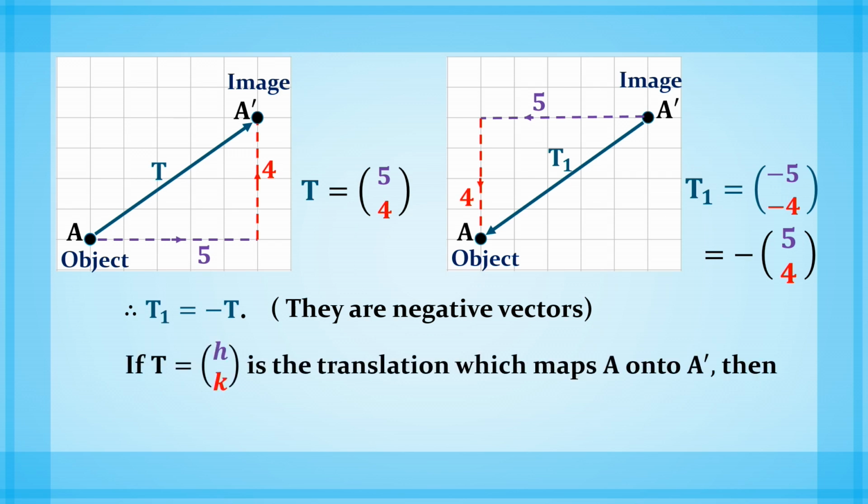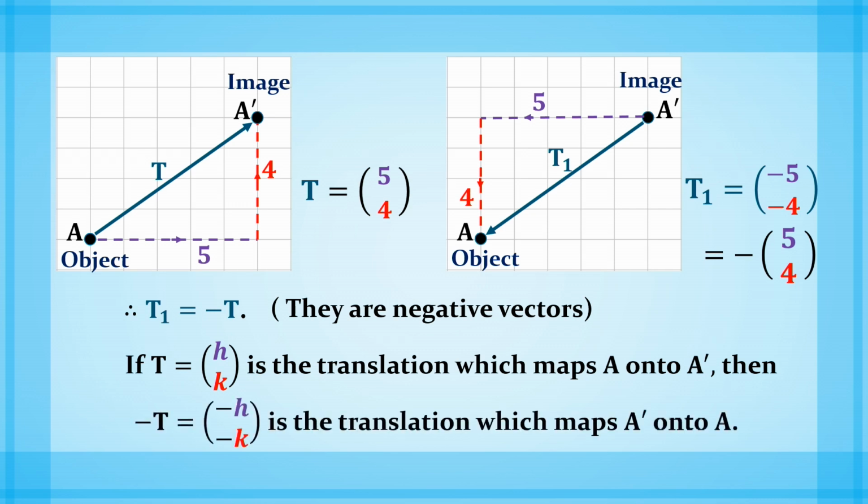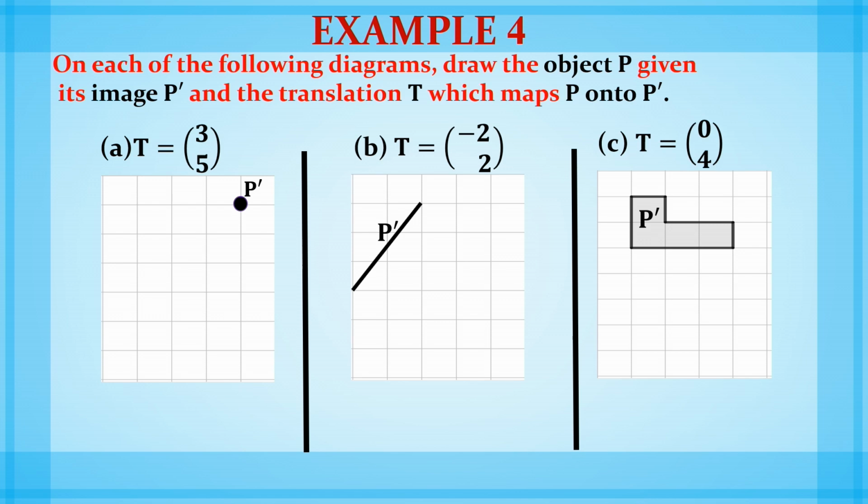Hence, if the vector T having components h and k is the translation which maps A onto A dash, then the vector negative T having components negative h and negative k is the translation which maps A dash onto A. In example 4, we have to draw the object P given its image P dash and the translation T which maps P onto P dash.